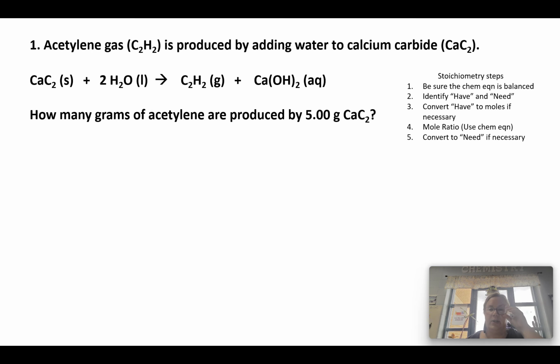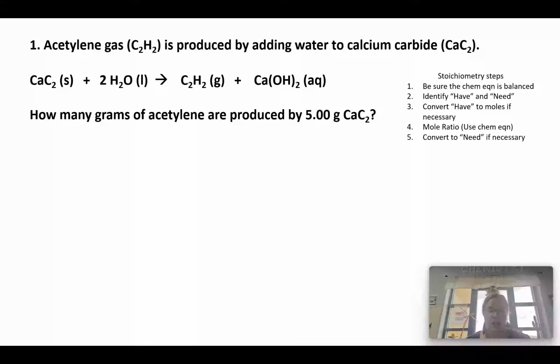Going through the stoichiometry steps, one thing that students tend to have a question on is they get confused with the have and the need. What you do is read your question, and to determine the have, you look at the information that is given to you. That's the information you have, and the information that you need is what you're looking for. That's how you distinguish between the two.